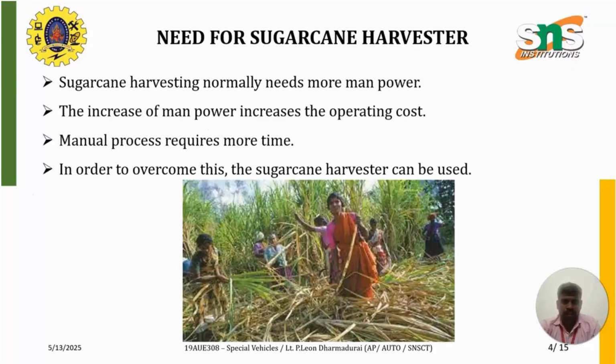Normally, sugarcane harvesting needs more manpower and the operating cost is high. Also, the manual process requires more time. So in order to overcome these practical problems, this sugarcane harvester can be used.